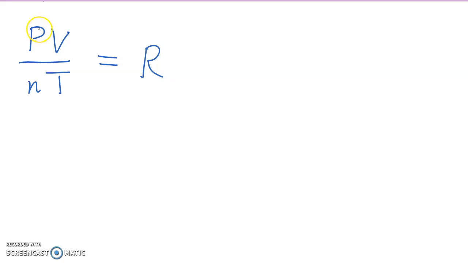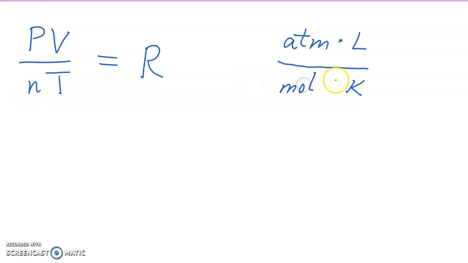Pressure. The SI unit for pressure is Pascal. But in chemistry, usually we use the pressure unit atmosphere, ATM, that stands for atmosphere. As for volume, the SI unit for volume is cubic meter. However, in chemistry, we very often use liter. Over here, temperature, the unit will be Kelvin, and N, that's the number of moles, and the unit would be mole. And therefore, R should have the unit of atmosphere times liter divided by mole times K.